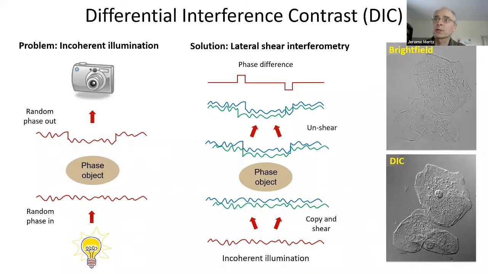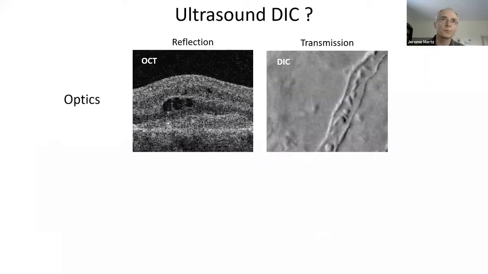As you can see here, these are cells on a microscope slide. If you look at them with incoherent bright field illumination, a standard bright field microscope, you hardly see anything. But if you look at them with this trick of lateral shear interferometry, suddenly you can see the edges very well in these cells.